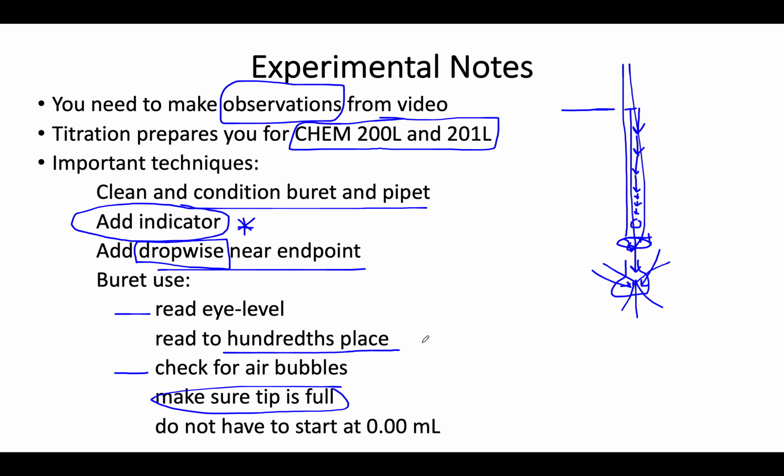So you want to make sure that the tip is full. And then many times people waste their time trying to get to the start of, is it 0.01 or is it 0.03? You don't have to start at 0.00. You can start at 1.23. You can start anywhere, because what you're measuring is the change. So if you start at 1.23 and you go to 24.56 milliliters, then you subtract to get the change in volume, and that's what you use for the calculation.